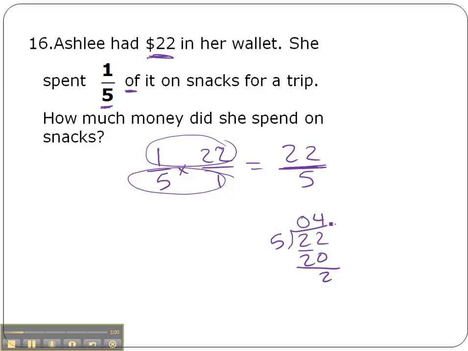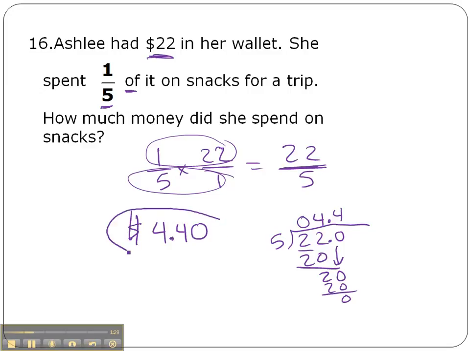So I can continue my division by adding a decimal. 22.0 is the same as 22, and then line up a decimal in my answer. Now I can bring down this 0, and how many 5s are in 20? 4. 4 times 5 is 20. No remainder. So 4.4, and we can add a 0 after the decimal. This is a problem where the answer is money. So $4.40. That's how much money she spent on snacks if she spent 1/5 of $22.